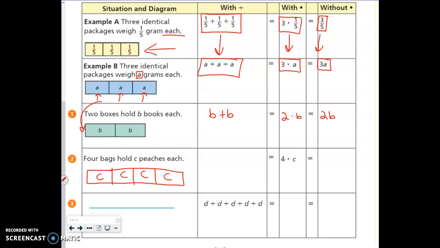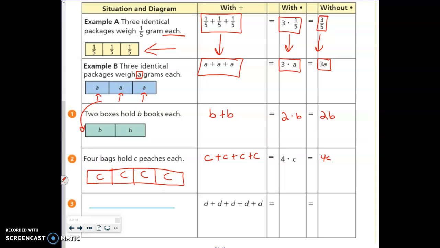Now, the next column, we are putting together the repeated addition version of that situation, which would simply be C plus C plus C plus C. They show us, again, the example of 4 times C with the multiplication symbol inside of it, or we can represent it without the multiplication symbol, and we can combine those 2 terms to get to 4C, because that means the same thing. Those are equal to one another.